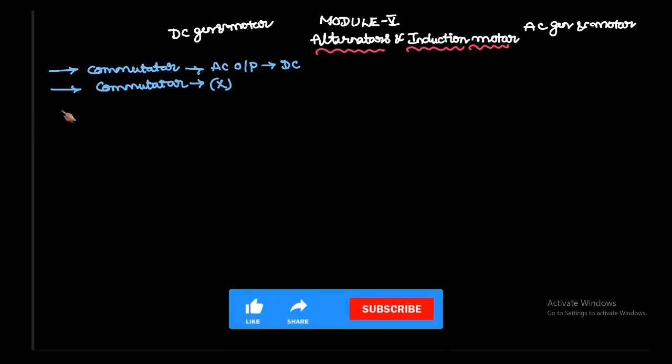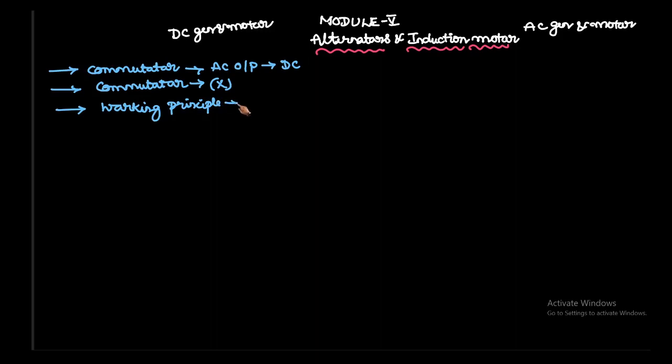Next we will see the working principle. What is the difference here, in the working principle between the DC generator and the DC motor? If you observe the basic difference, there you have seen the field is stationary, we have kept the field stationary, and the conductors are rotating. Field is stationary, conductors are rotating. This is in the case of DC machines.